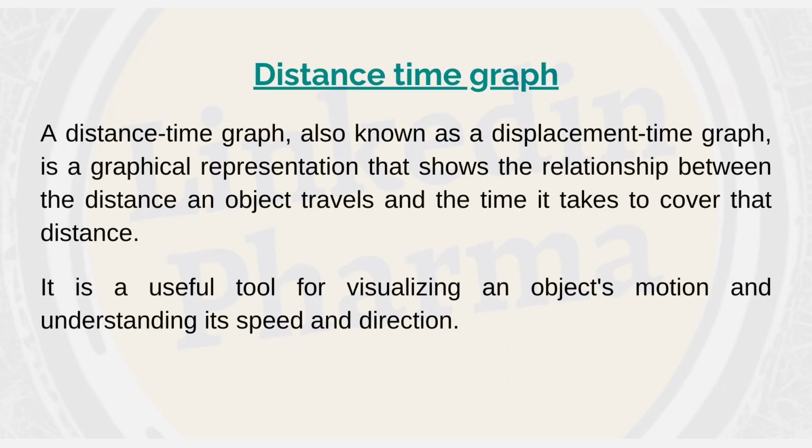Distance time graph. A distance time graph, also known as a displacement time graph, is a graphical representation that shows the relationship between the distance an object travels and the time it takes to cover that distance. It is a useful tool for visualizing an object's motion and understanding its speed and direction.